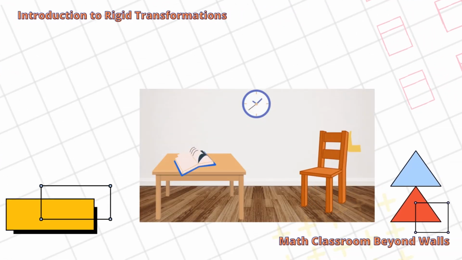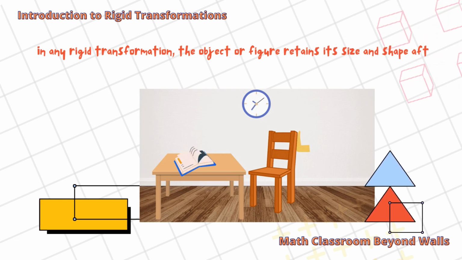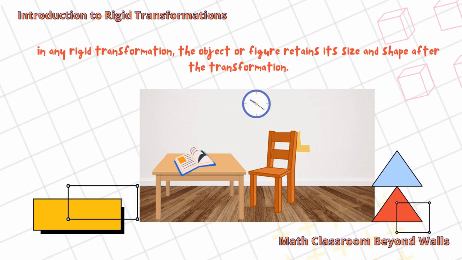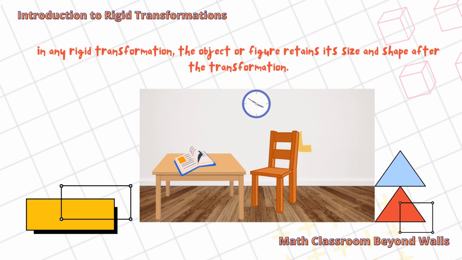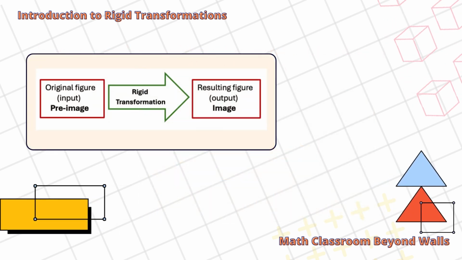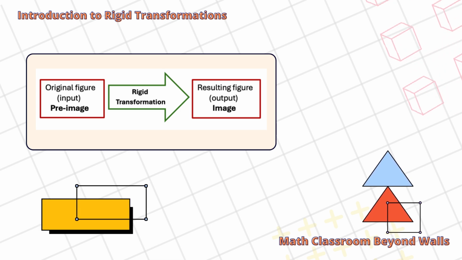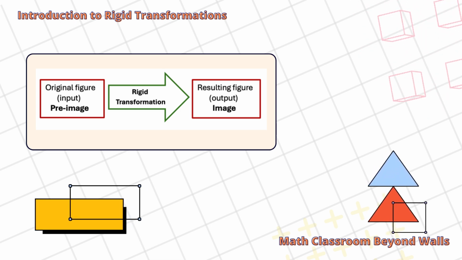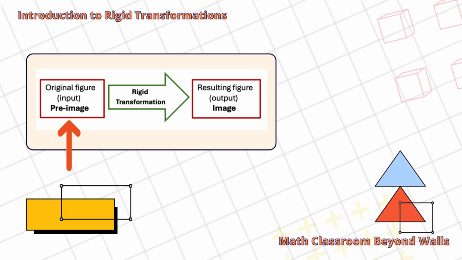Learners, you have to remember this. In any rigid transformation, the object retains its size and shape after the transformation. We can illustrate the process with this diagram. Look at the diagram, learners. Before the transformation, there is the original object or figure. We call this the pre-image. After the transformation, there is the resulting object or figure. We call this the image.